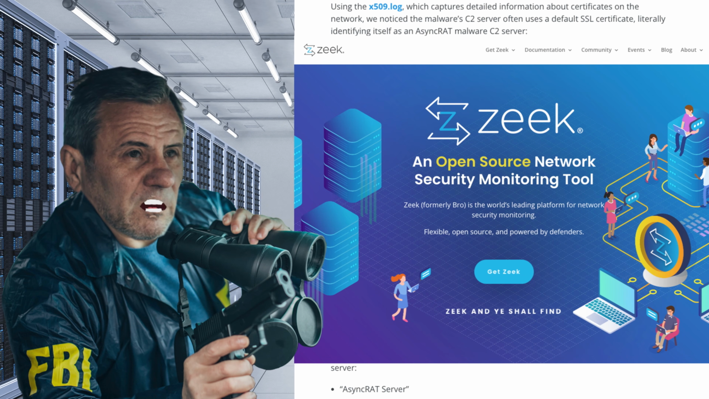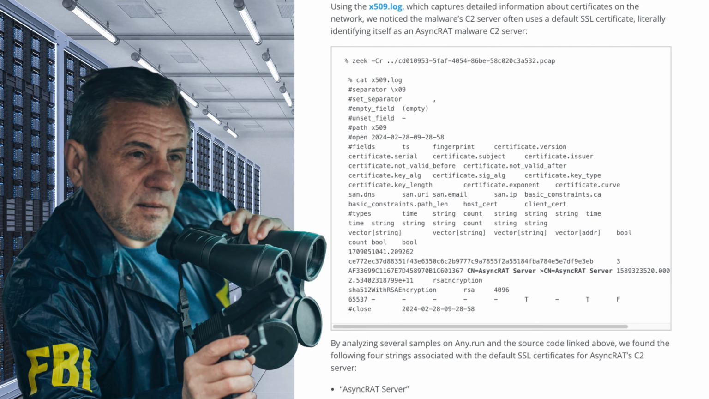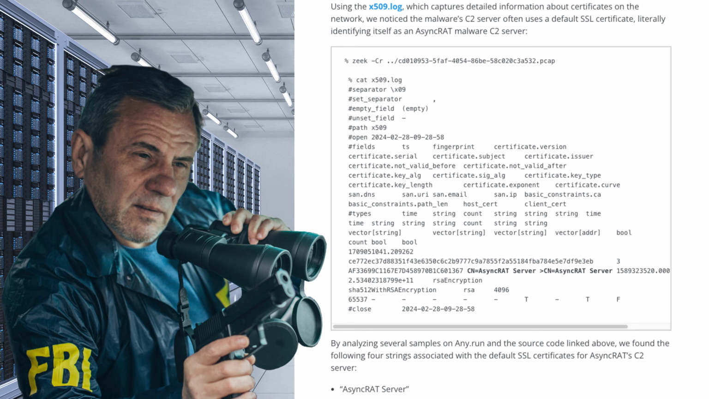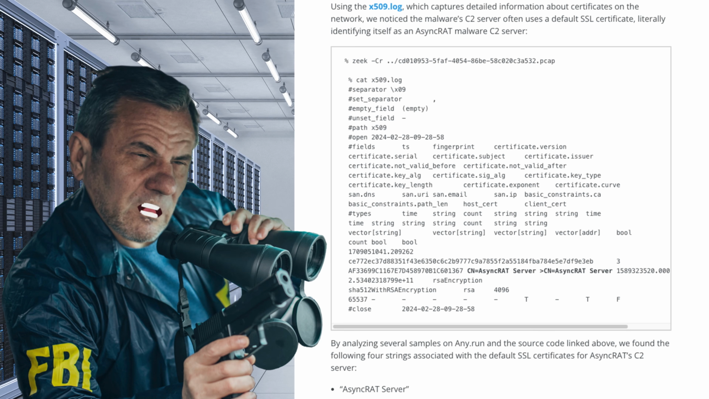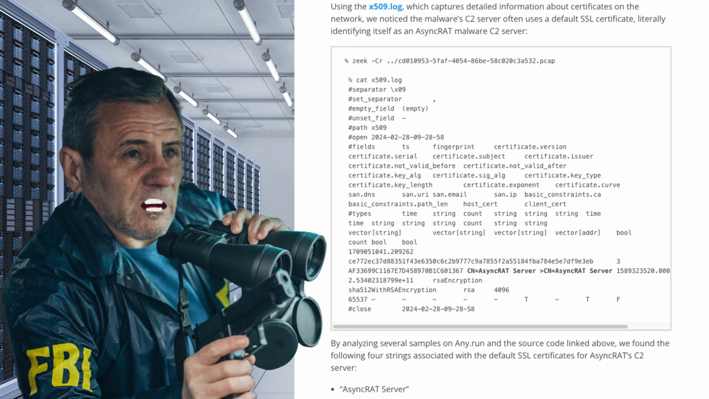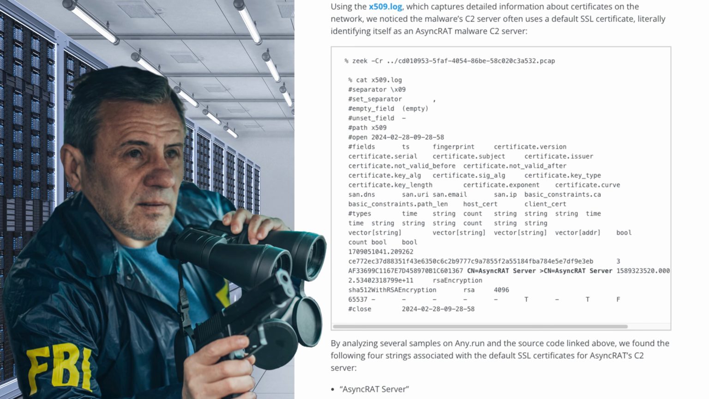Zeek is an application to analyze your network data, so you can write scripts in Zeek to detect things like AsyncRAT. Now, when you run this PCAP through Zeek, you're going to get a log called the x509.log, and this is the log that describes the SSL certificates that go across that HTTPS encrypted connection that I talked about earlier.